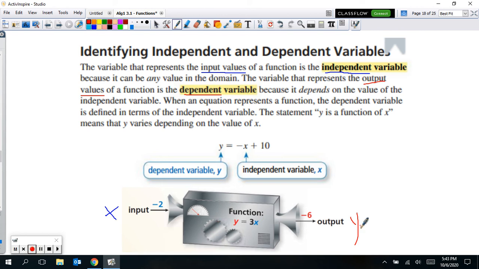So just remember, that's another way to identify, again, just x and y. X is the independent variable, y is the dependent variable. It even shows you an equation right here showing y is the dependent variable and x is the independent variable. I could plug numbers in here for x, like if I put in 0 for x, then y is going to be 10. But if I plug in 1, then the y will be 9. So the y always depends on what we plug in for x.